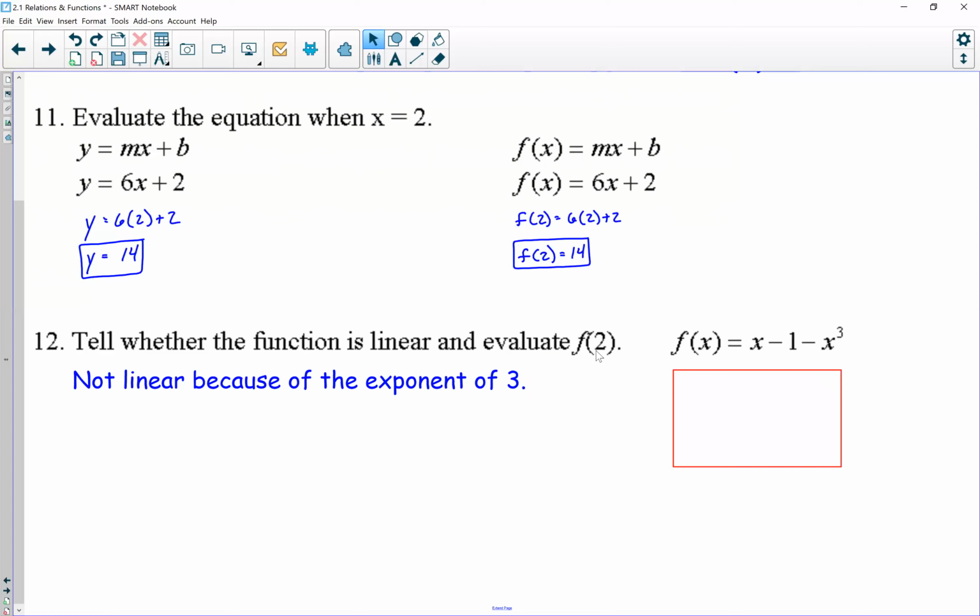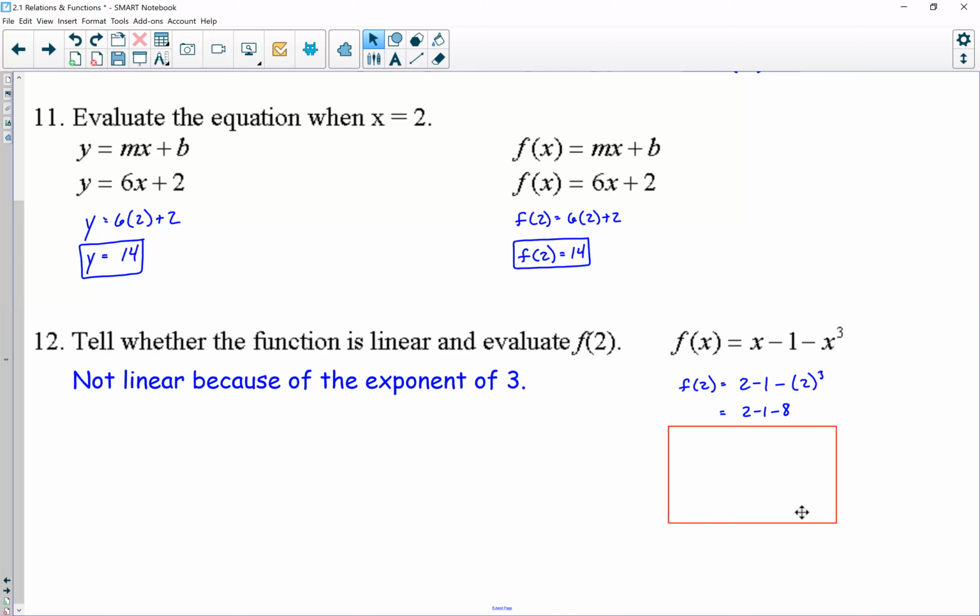Now evaluate f of 2. When it's written using this function notation, that's telling you that 2 is the value that you need to plug in for your x variables in your function rule that you're given, your equation. So when you're evaluating, like we said before, the first step is to substitute the value in for your variable. Then you follow order of operations. So we have to take care of that exponent of 3. And then we would have f of 2 equals -7 when we evaluate.